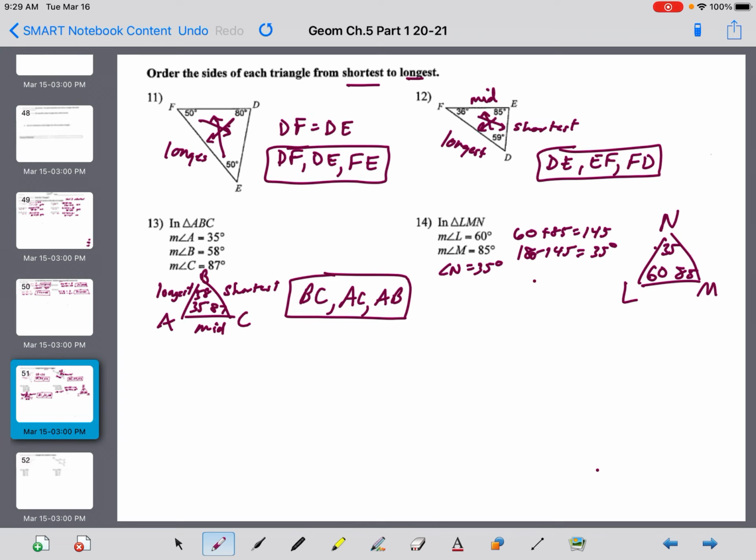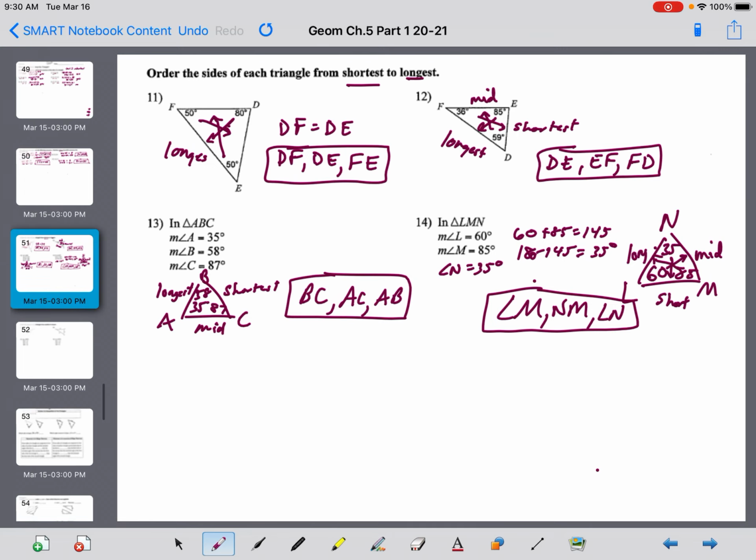So 85, this will be the longest. 35 is the smallest, this will be the short one down here, and 60 will be the middle. So order from short to long would start with LM, because that's across from the 35. Then I'm going to go to NM, because that's across from the 60. And then LN, because that's across from the 85. So it's what are you across from, or opposite. So longest, shortest, middle. All right, there's good for that one.